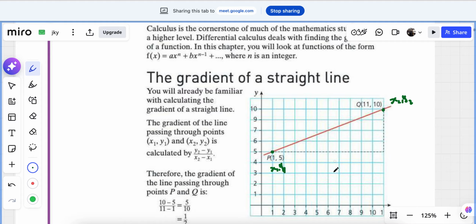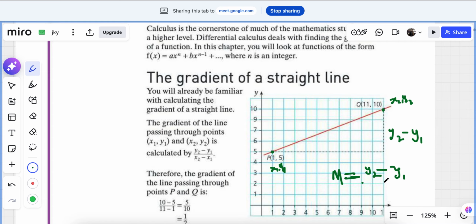Now, the gradient is m. Gradient m is the change in the vertical orientation, the vertical distance of these two points, which is y2 minus y1. Here y2 is the y value of the upper point, and y1 is the y value of the lower point. So that's what we write for gradient: y2 minus y1, over the change in the horizontal axis.